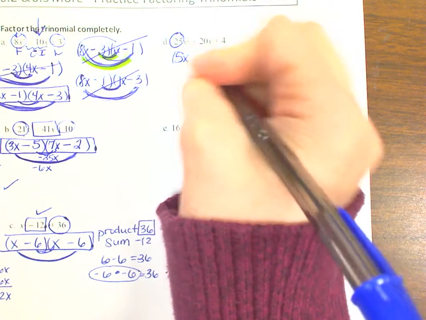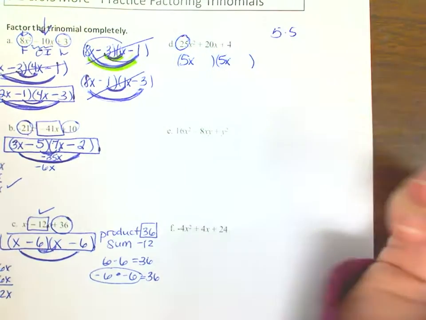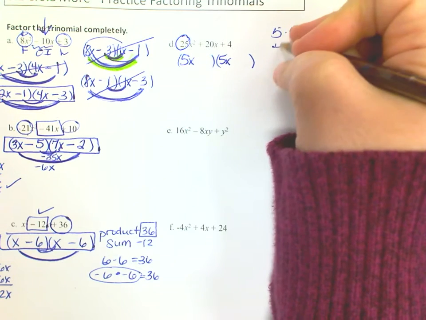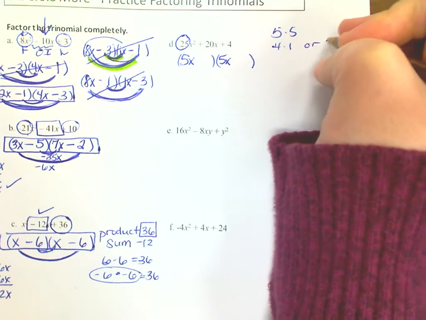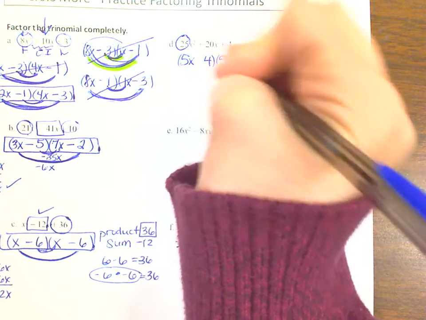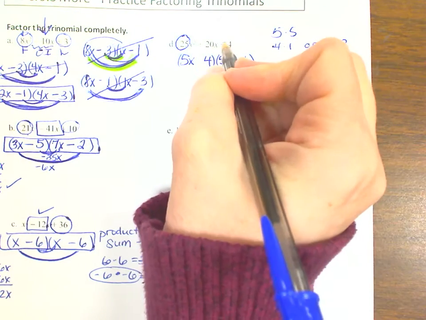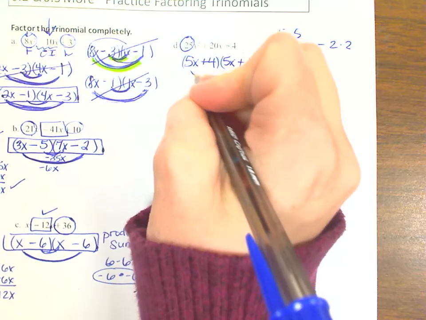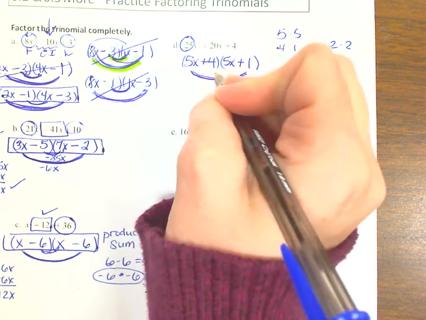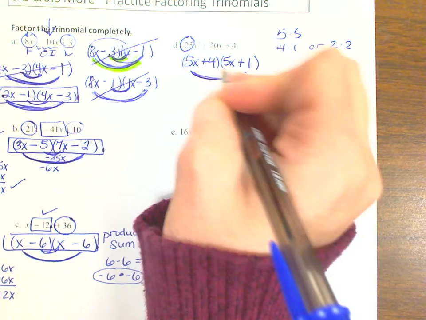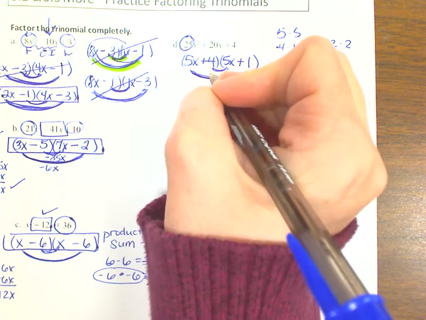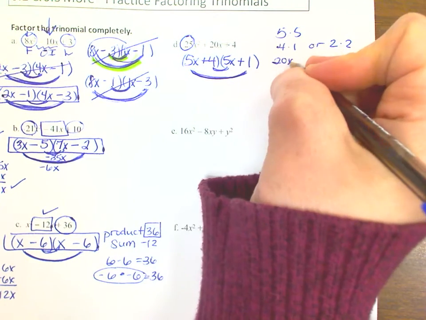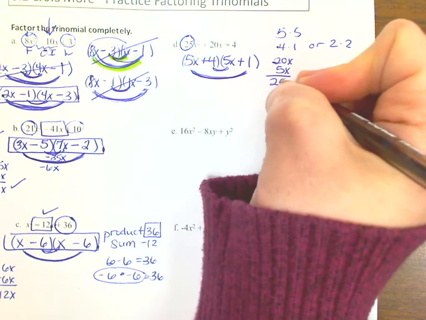So we can try out 5x and 5x. To get 4, we could do 4 times 1, or we could do 2 times 2. So let's try out 4 times 1. This is positive and that's positive, so we know all these signs are positive. So let's try this out here. Outside makes 5x when you multiply. The inside makes 20x. So we have a 20x and a 5x, which is a 25x.